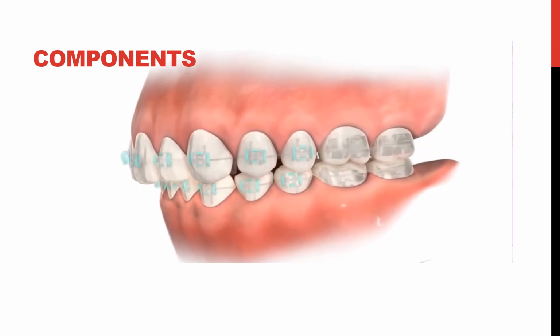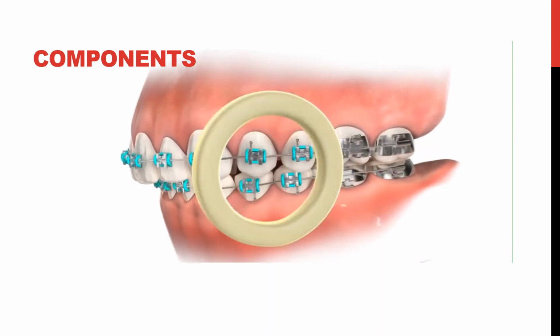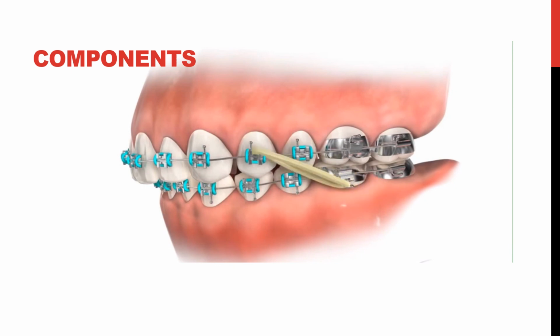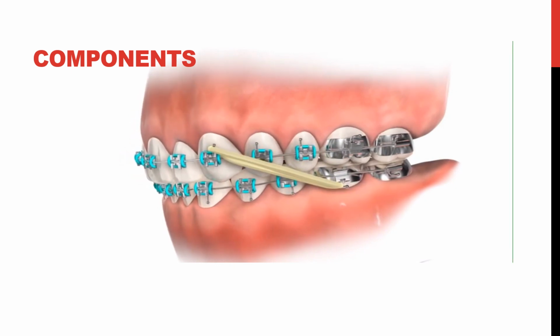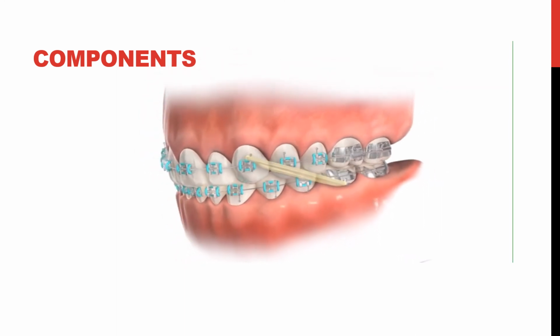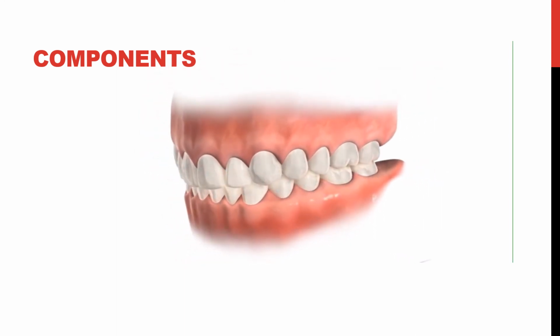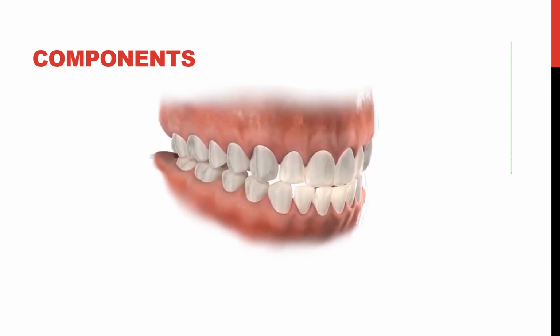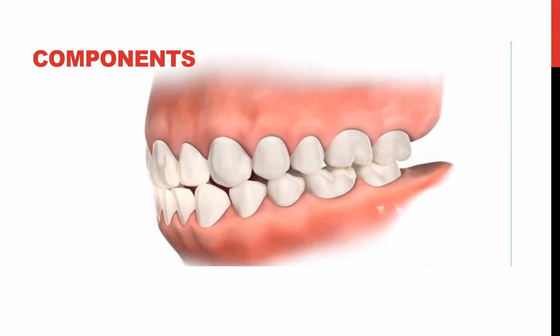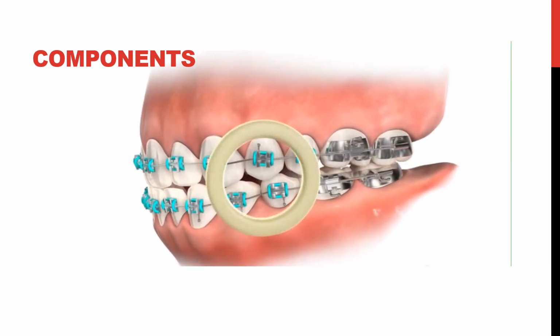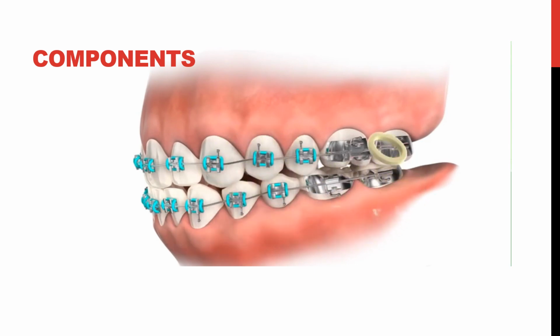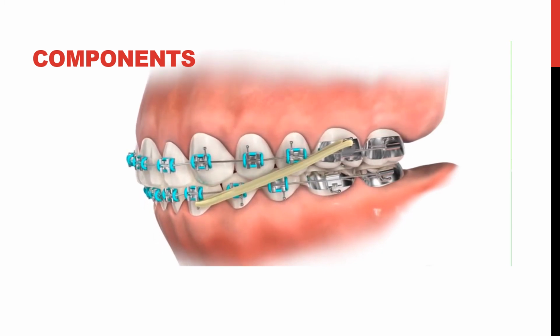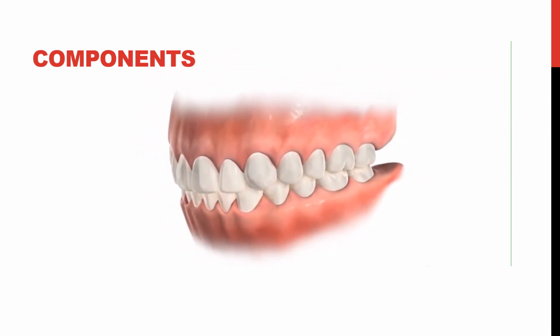This short video shows how class 2 elastics are used. They are attached to the hook of the canine from one side and the hook of the molar from the other side to correct the class 2 malocclusion. While class 3 elastics are basically the same type of elastic, but they extend from the upper 6 hook to the hook of the lower canine to correct a class 3 malocclusion.